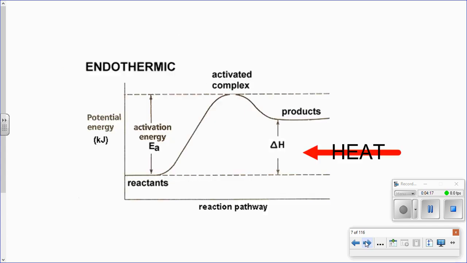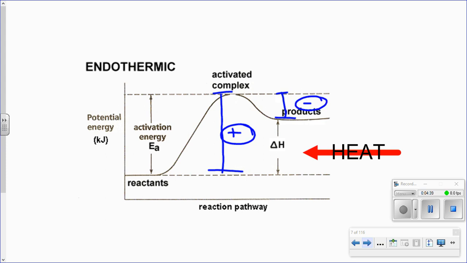An endothermic reaction is the opposite now, okay? So now heat has to go in, or energy has to go in. Notice you have to pump in all this energy to go up here. So that's energy in. And then some of that energy comes out here, okay? So notice most of this stuff is energy in, very little is energy out.